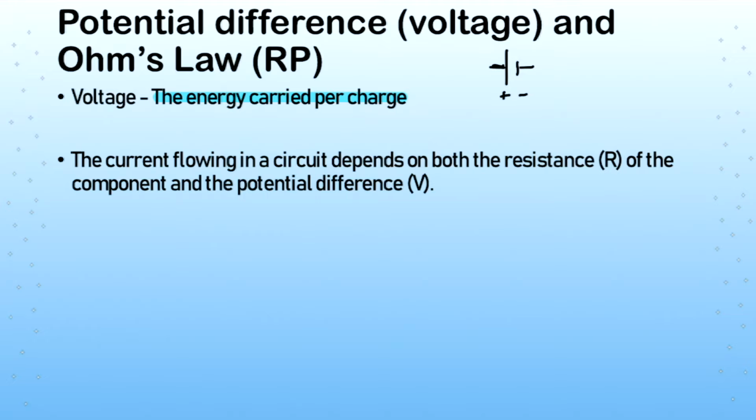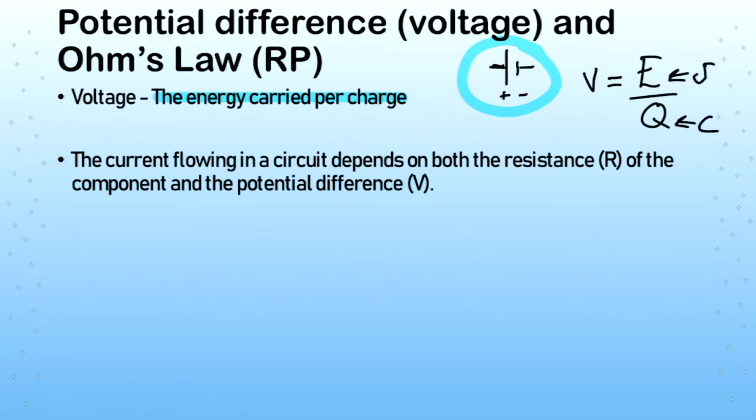So if current was the rate of flow of charge, voltage is how much energy each of these bits of charge are delivering. So it's also how much the power supply is adding to them, and it's also then how much energy each bit of charge is delivering. And with that, we can actually define voltage with an equation too. So voltage is equal to the energy per charge, energy over charge. So charge again being in coulombs, energy being in joules, and voltage or potential difference is conveniently in volts.